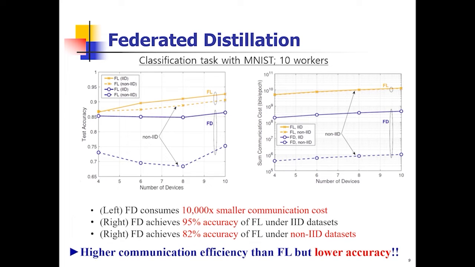So now let's take a look at one application to see the gains of federated distillation compared to federated learning. Here we are in a classification task with the MNIST data set, and we assume up to 10 workers. What we want to do is compare the test accuracy of federated learning and federated distillation. If you focus on the IID case for now, this is the accuracy of federated learning, and this is the accuracy of federated distillation. So you can see there is a gap here.